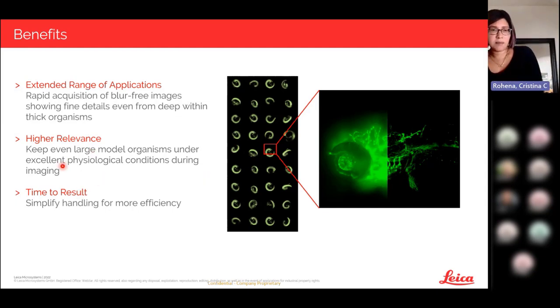You can get higher relevance by keeping even those large model organisms under physiological conditions during your imaging, so you can add environmental control to these systems as well. And you can simplify the handling for much more efficiency.